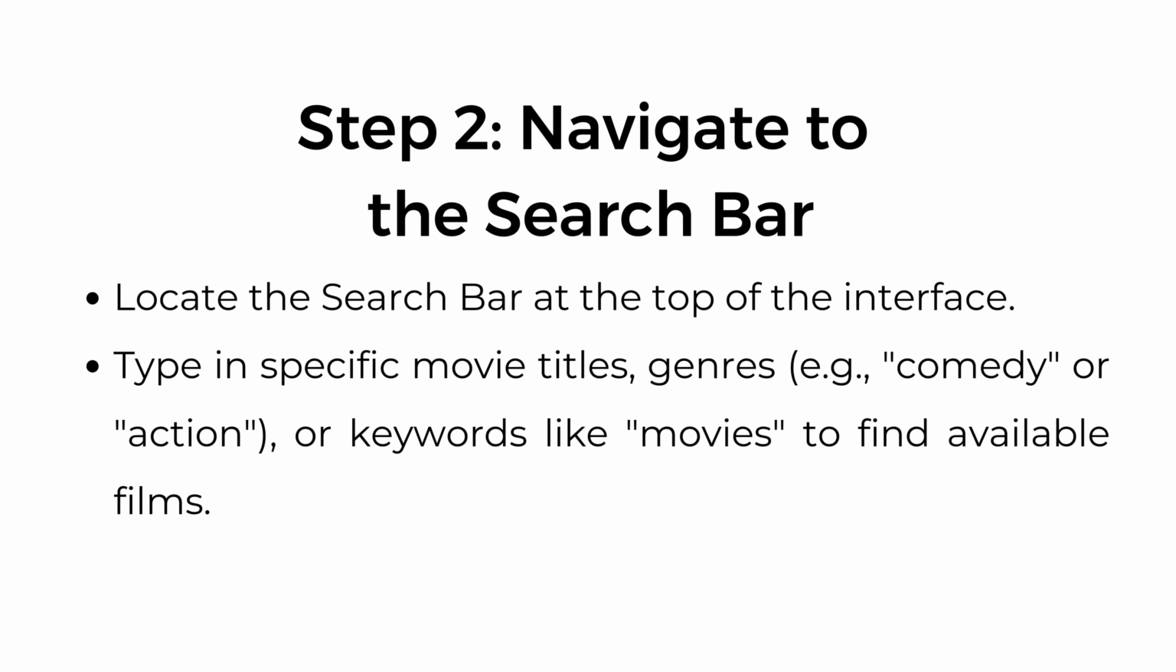Step number 2, navigate to the search bar. Locate the search bar at the top of the interface. Type in specific movie titles, genres, or keywords like movies to find available films.